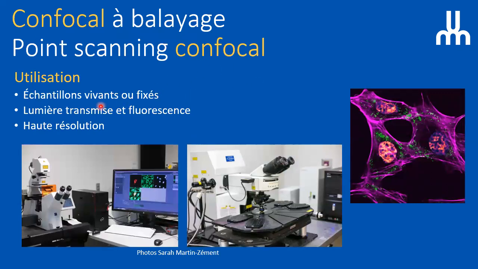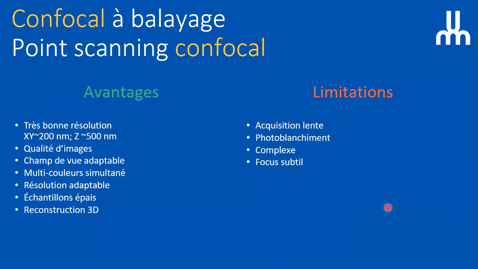Well, you can look at live samples or fixed samples. Most of the time, with live samples, there is a compromise between the speed of the scan and the imaging time. You can look at the transmitted light, but also fluorescence, and mainly fluorescence. And the main advantage is you have a very high resolution. These are 2 examples we have at the Faculty of Medicine, and this is an example of the cells you can get. You get rid of all the light that is out of focus, so you can have a very crisp and sharp image. And people like it a lot because it gives you stunning images to put in your publication.